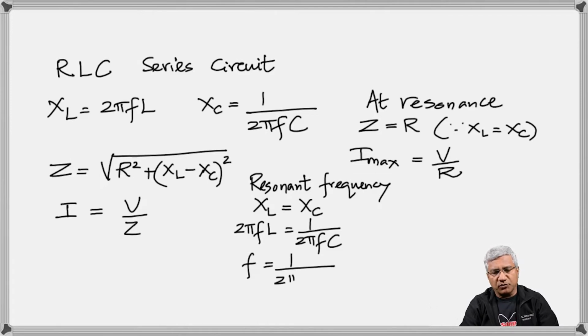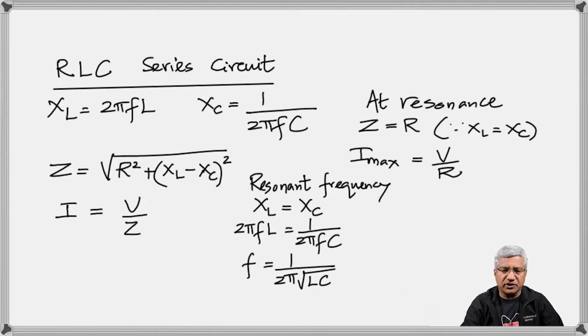And that is going to be 1 by 2 pi square root LC. And the reason is, there are two f's here. It'll become f squared, and 2 pi goes down, becomes 1 by 4 pi squared. Just look at that math carefully. So that's the formula for resonant frequency.